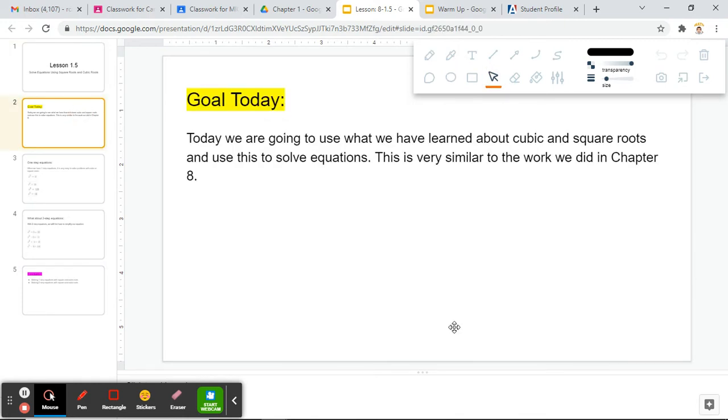So for our goal today, we are going to use what we have learned about cubic and square roots and use this to solve equations. You're going to find that it's kind of similar to what we did in chapter 8 and also chapter 7 with the Pythagorean theorem and with our volume formulas.